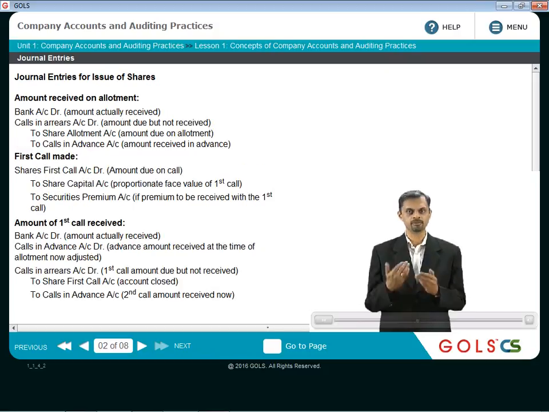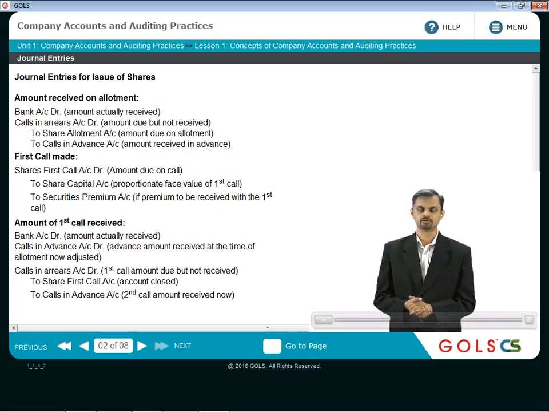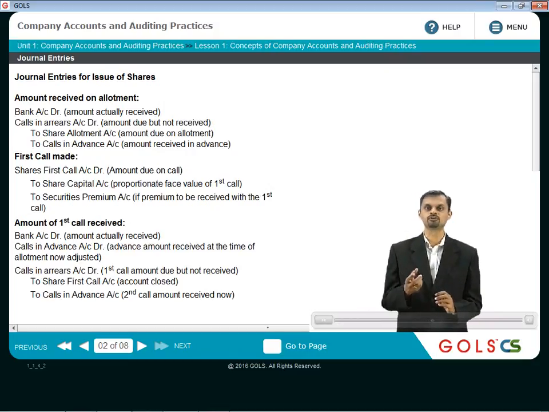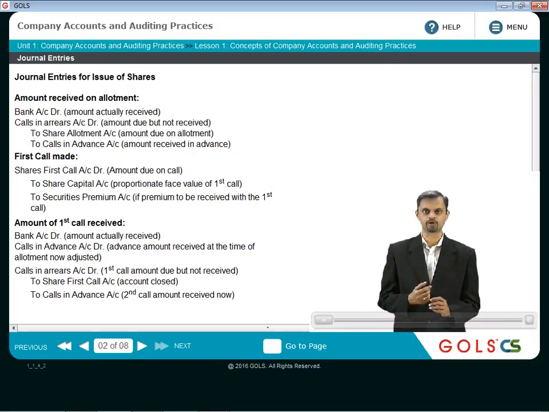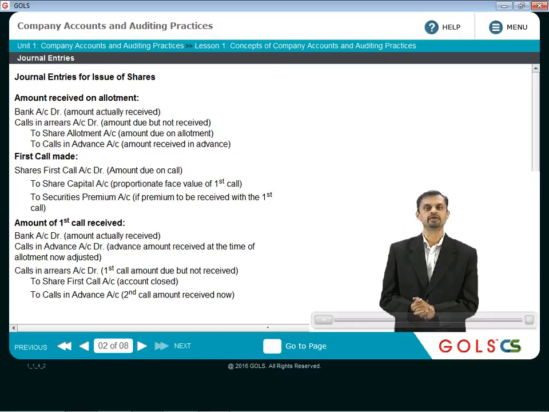Now the allotment money will be received. At that time, obviously, bank account debit. Then if some of the shareholders have not paid the allotment money, it will be debited to a new account called calls in arrears account. Share allotment account will have to be closed, so that is why to share allotment account. If somebody is paying future money in advance, that is the first call money in advance, it will be credited to calls in advance account.